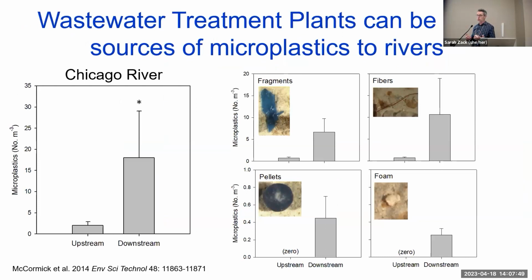So this is some more data we collected from the Chicago River showing that the levels of microplastic in surface water are significantly higher downstream of a municipal wastewater treatment plant as compared to upstream. And that holds for microplastics in general, as well as all these different types that I've shown here: fragments, fibers, pellets, and foam.